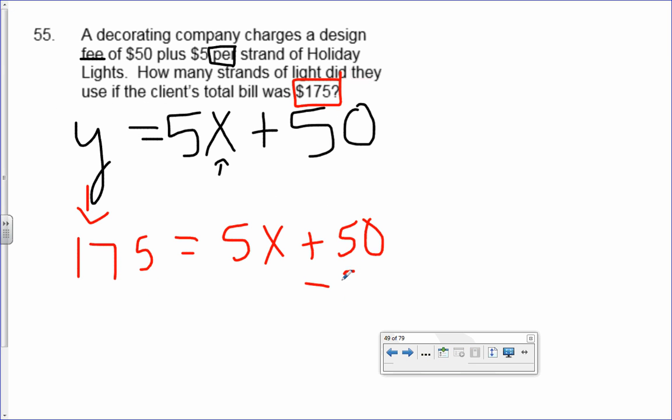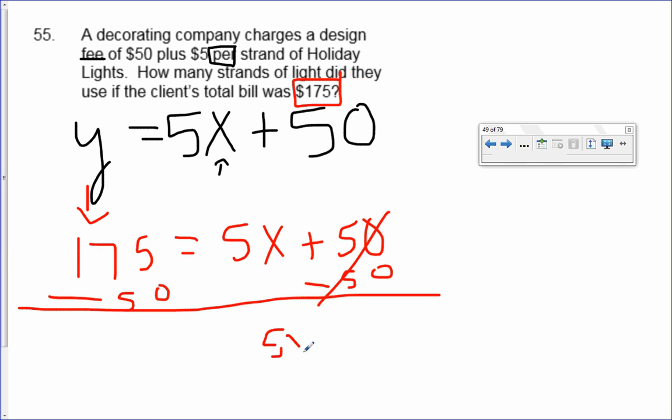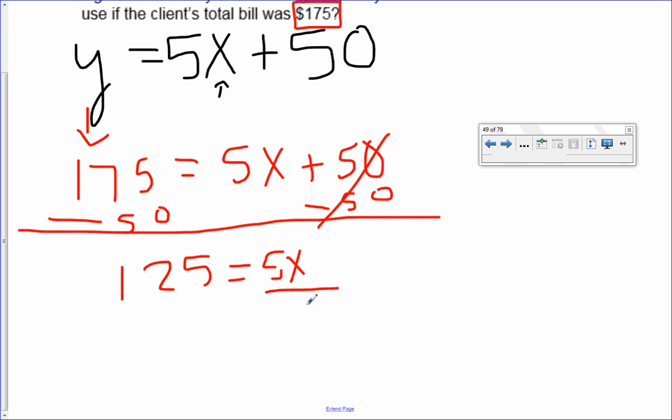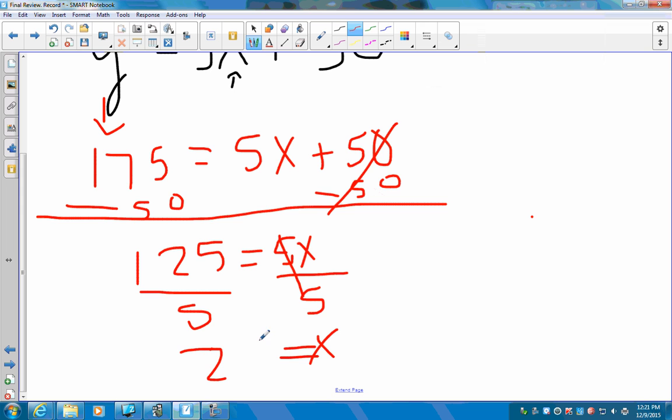So subtract 50 from both sides, and we get 5x equals 125. And if we divide by 5 on both sides, x is equal to 25. So if she paid a total of $175, that means she bought 25 strands.